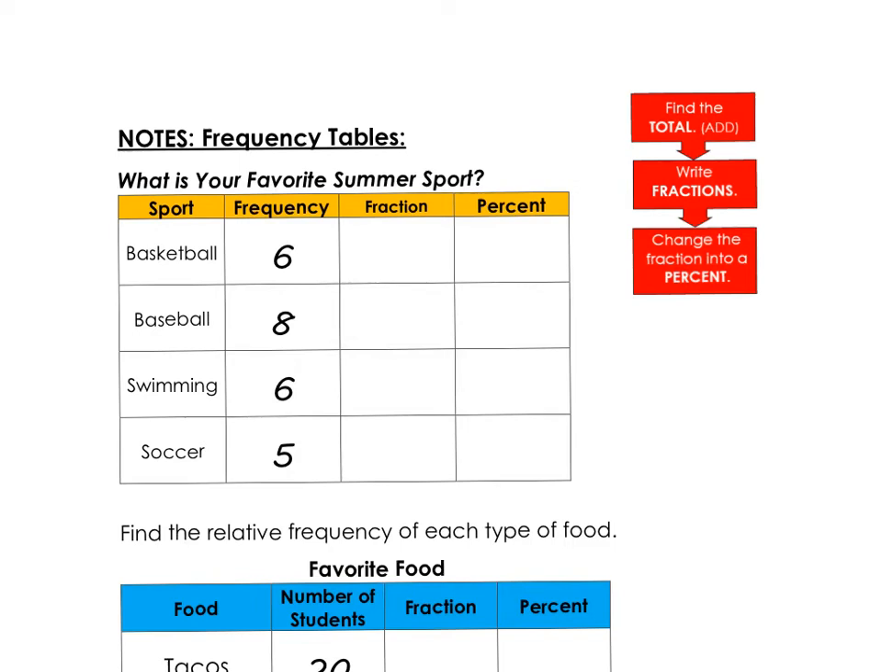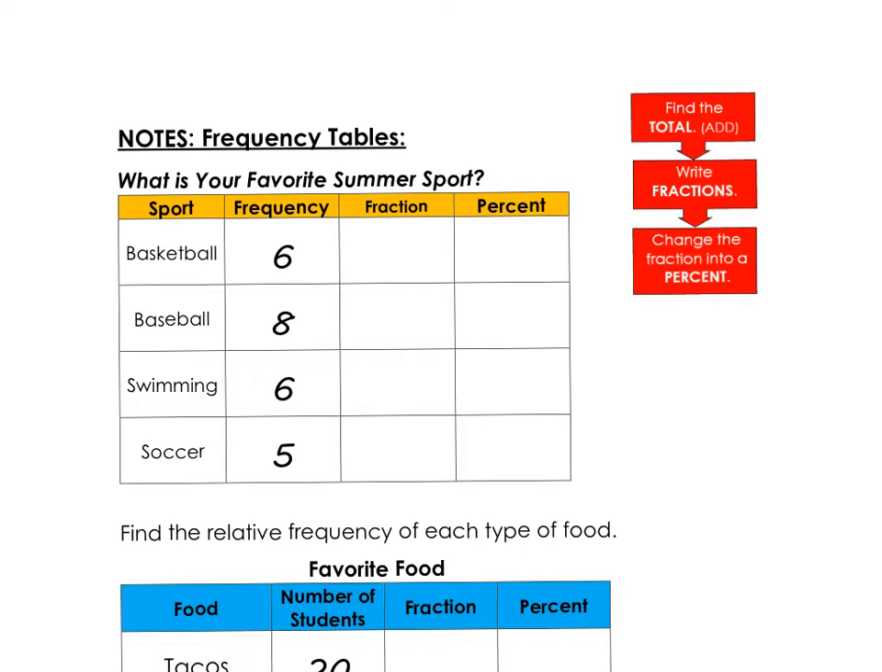All right, so today we're going to be looking at frequency tables. And we're going to go ahead and look at the first graph. It says, what is your favorite summer sport? So you can see here the sports are basketball, and 6 people chose basketball. Baseball, 8 people chose it. Swimming, 6, and soccer, 5. So we have how many people chose each sport.